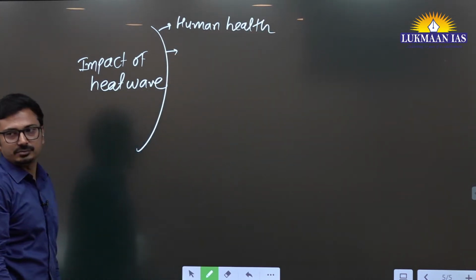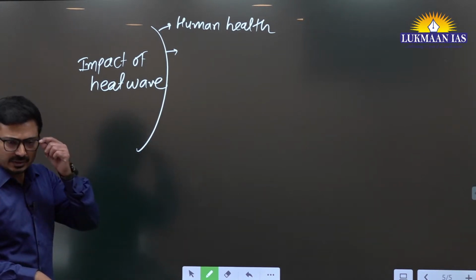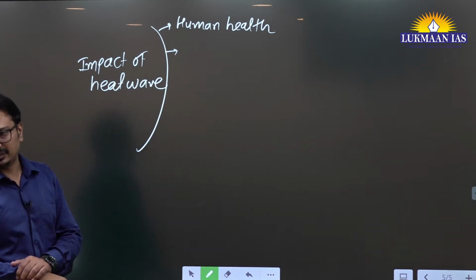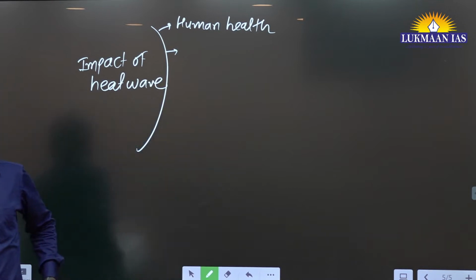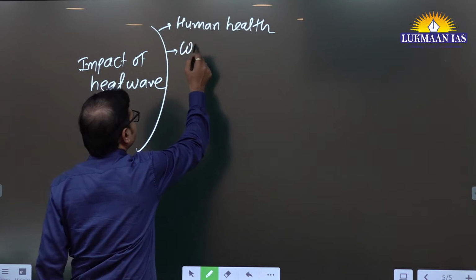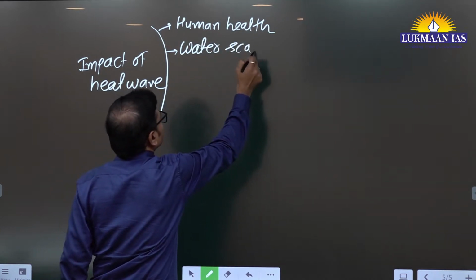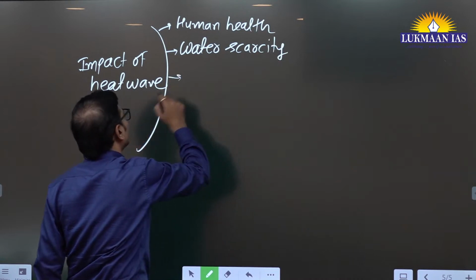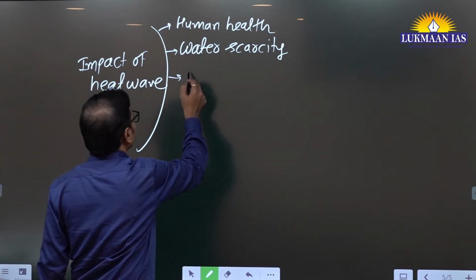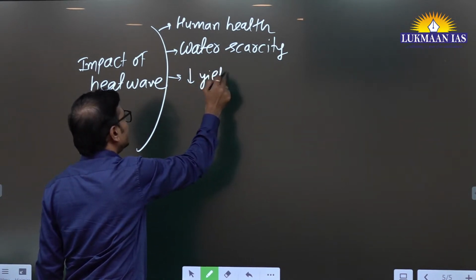Right. So, human health: there will be dehydration, there can be heat strokes, right? Then there can be cascading illness, heat exhaustion, hyperthermia. You can use such terms, especially for vulnerable sections like children and old age people, right? Then there can be water scarcity, excess heat, evaporation, water scarcity can be there. Then agricultural losses, because heat reduces the agricultural yield.